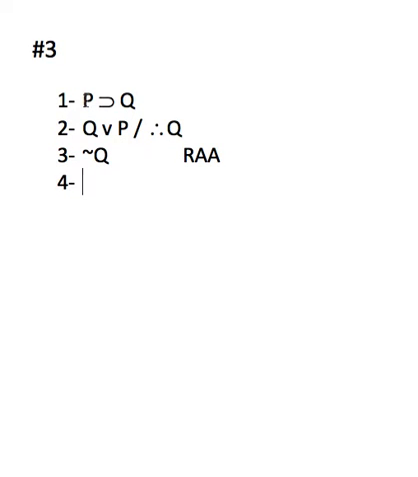Well, what we could do is use lines 2 and 3, which say Q or P, not Q, therefore P. And what did we use? We used lines 2 and 3, and we used disjunctive syllogism. Okay, so if we've used line 2 and line 3, here we have if P, then Q, P, and then what would we have then?